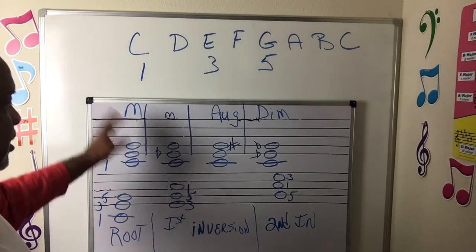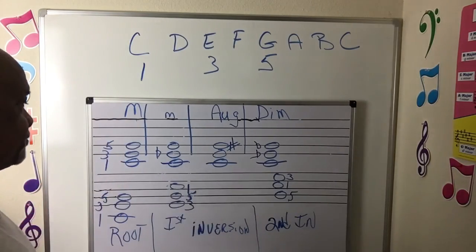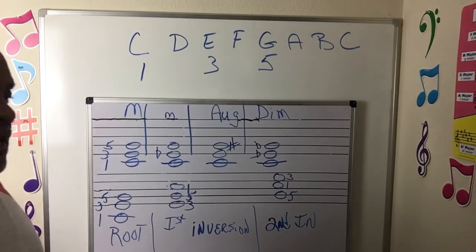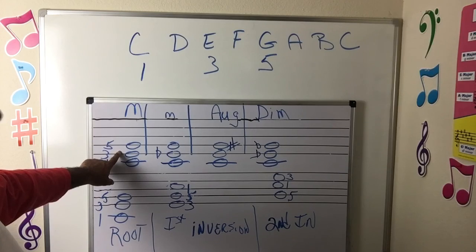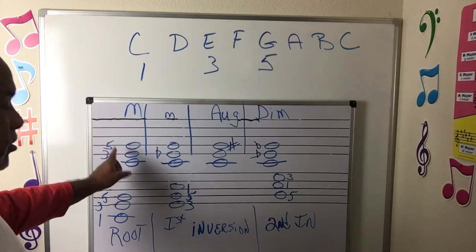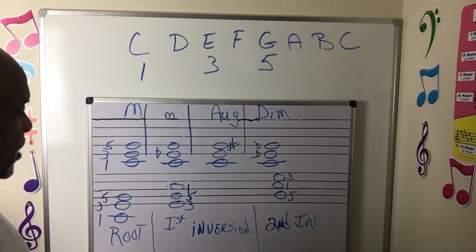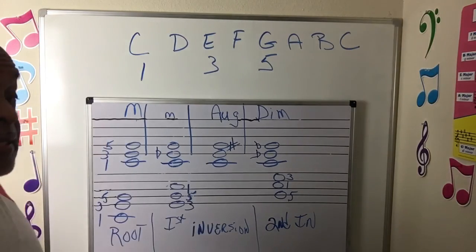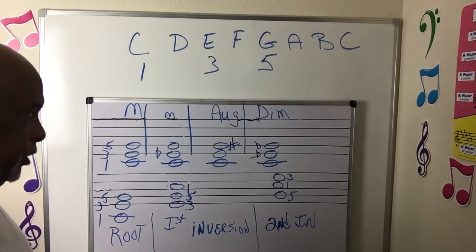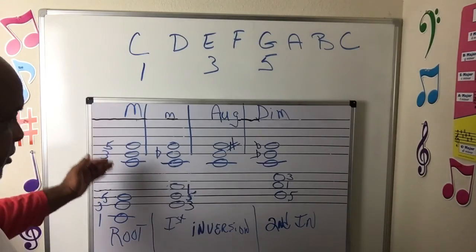Here we have the C major triad, 1, 3, 5. A triad is built in thirds. A third up from C is E. Then a third up from E is G. So that's 1, 3, 5. One more time: a third up from C is E, and then a third up from E is G. This is a major triad.